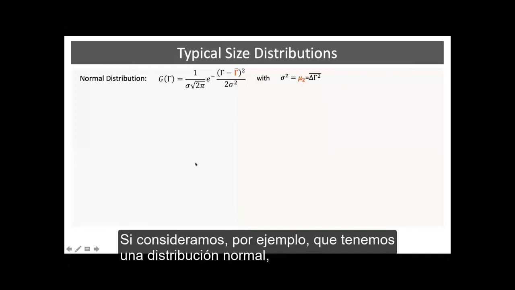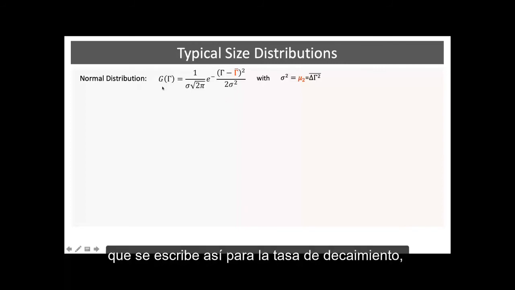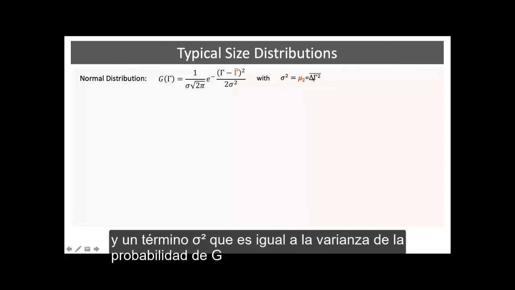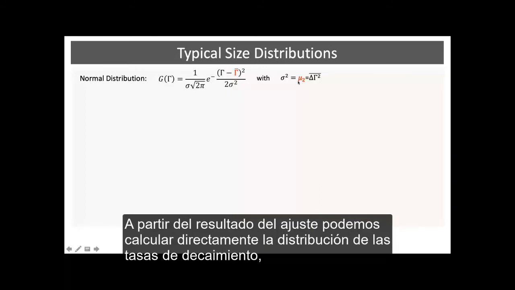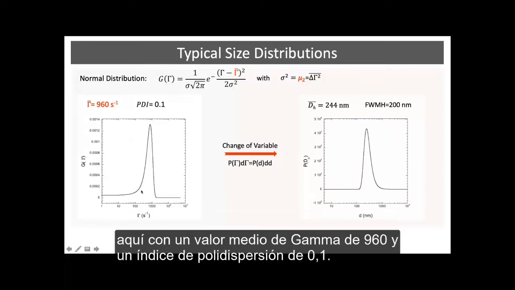If we consider, for instance, that we have a normal distribution, which is a Gaussian distribution that writes as the following for the decay rate. This distribution depends on two terms: the mean value of gamma, which is obtained from the experimental fitting of the data, and a term sigma squared, which is equal to the variance of the probability of G that you also have obtained from the fitting of the autocorrelation function. So with the results of the fitting, you can directly calculate the distribution of the decay rates here for a mean value gamma of 960 and a polydispersion index of 0.1.